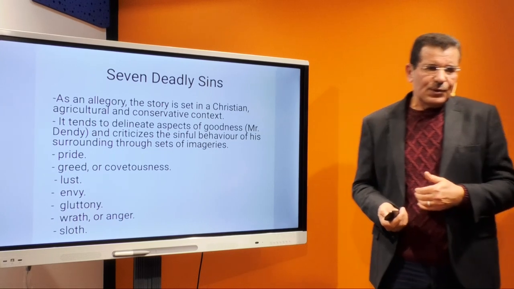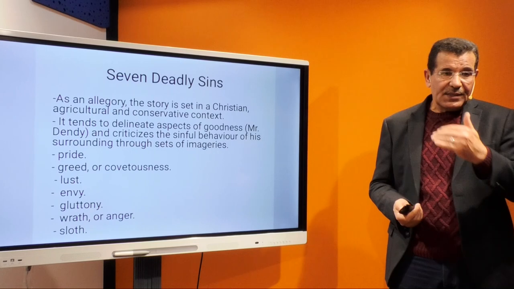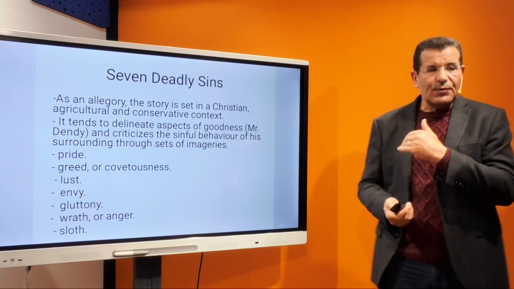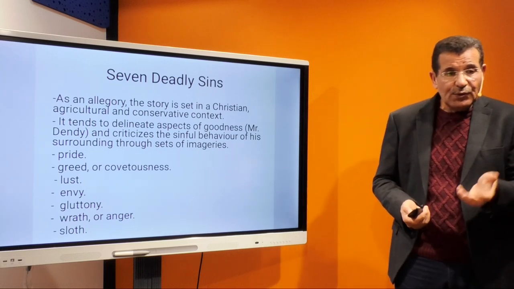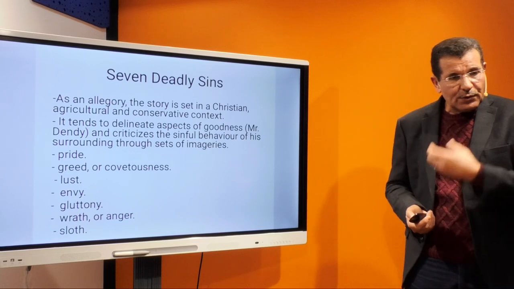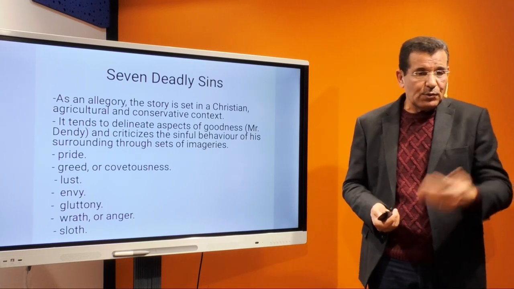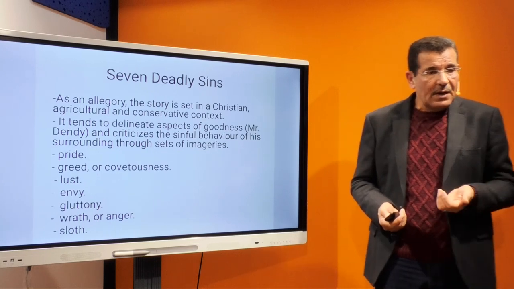Probably a reference to the seven deadly sins, and as an allegory, the story is set in a Christian, agricultural and conservative context. It tends to delineate, as a seed, an aspect of goodness, Mr. Dandy, and criticizes the sinful behavior of his surroundings through sets of imagery. And as we say, we have pride, greediness, lust, envy, gluttony, anger.